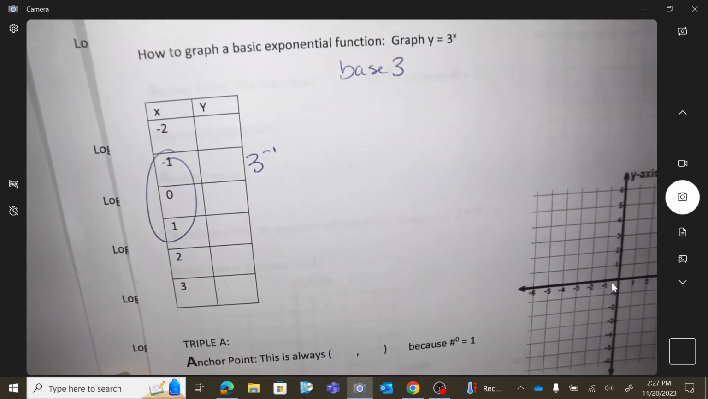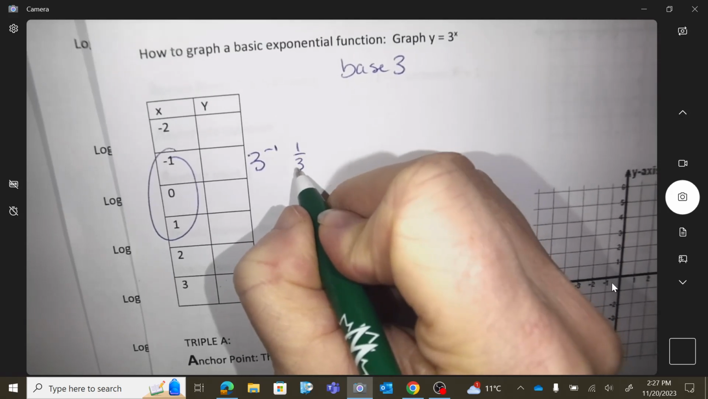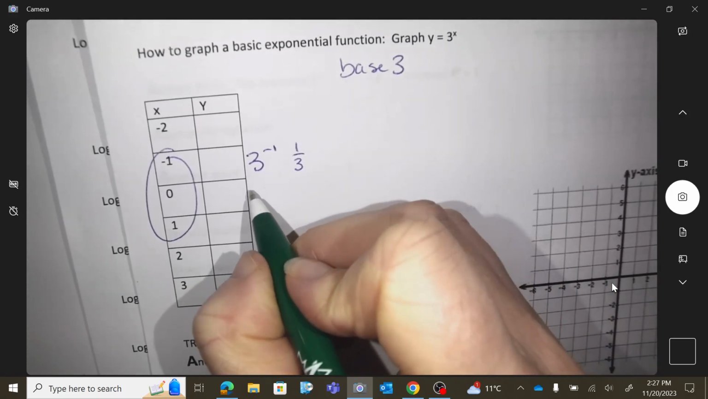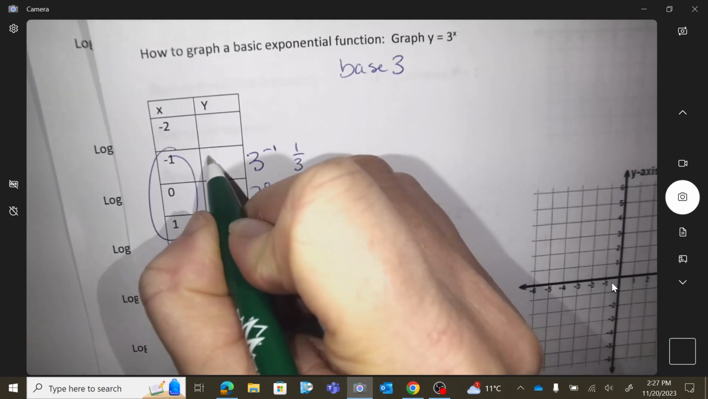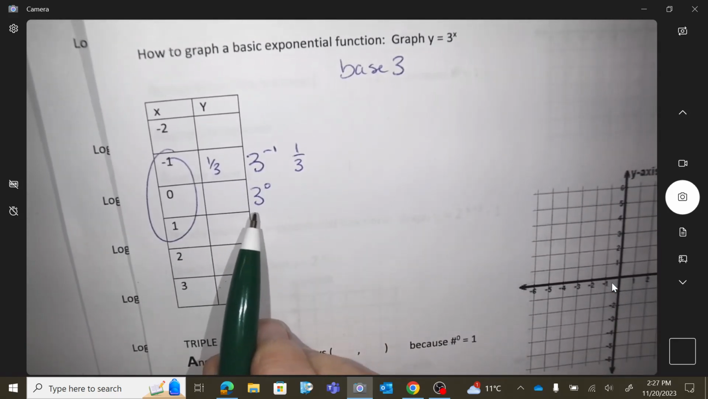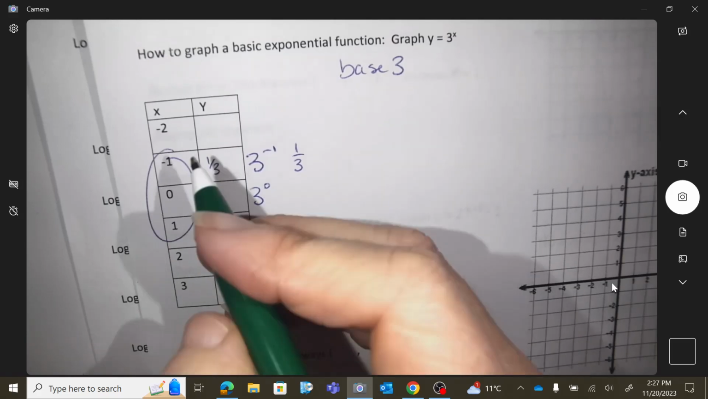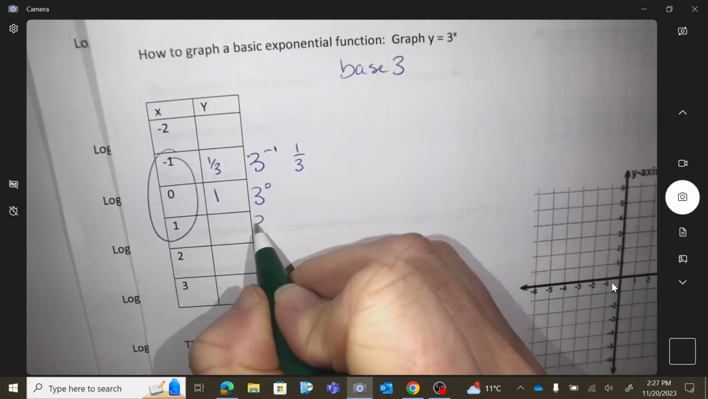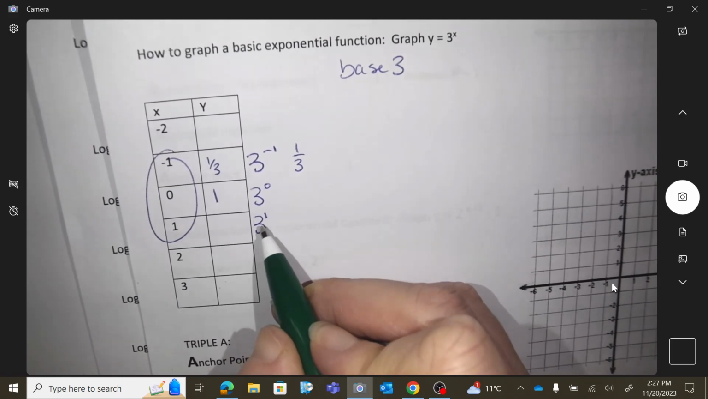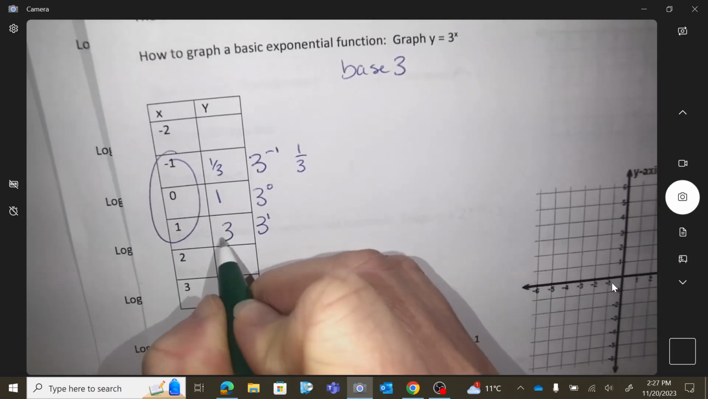3 to the negative 1. What happens with negative exponents? We talked about this last week. What do they do to numbers? They become fractions. We also learned this: anything to a 0 is 1. And we learned that anything to a 1 is itself.